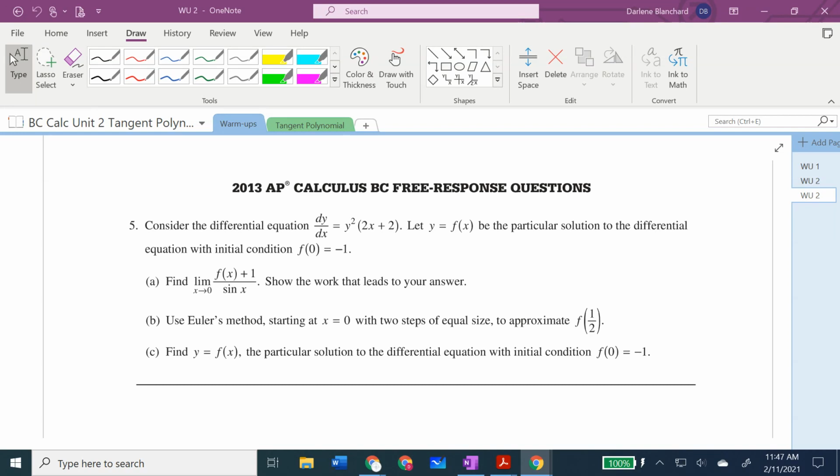2013 BC Calculus, question 5. Whenever you need to use L'Hopital's rule, I cannot emphasize enough that you must write the two limits. I'm going to, in fact, sit here and write it myself just to overemphasize it.